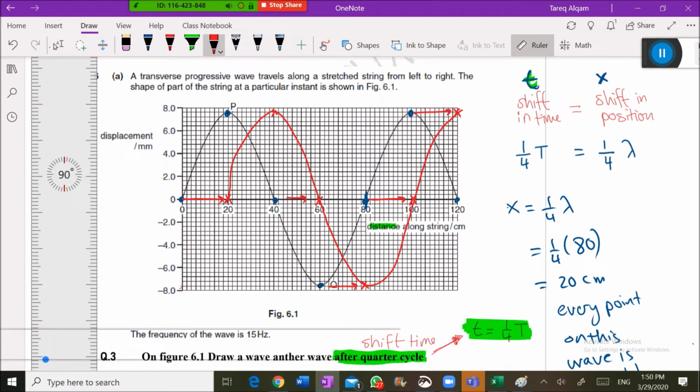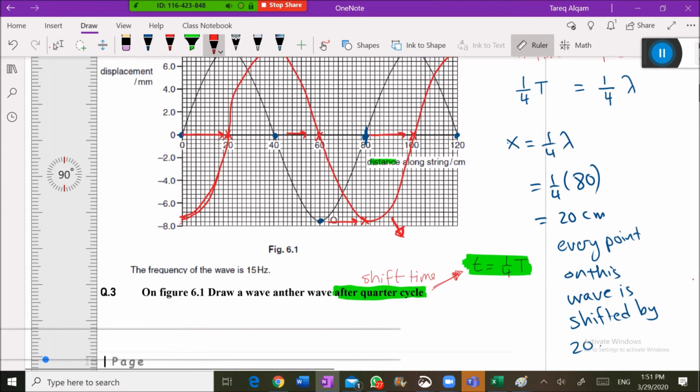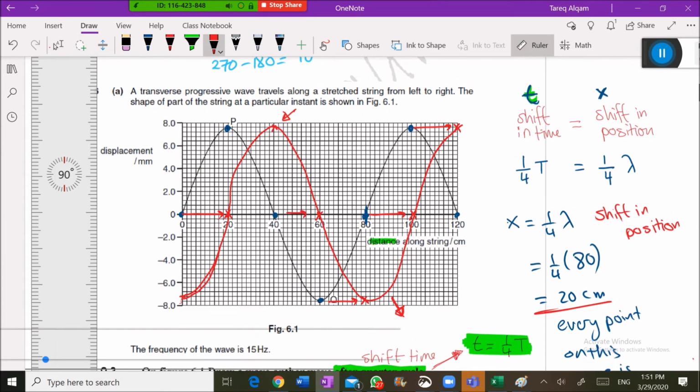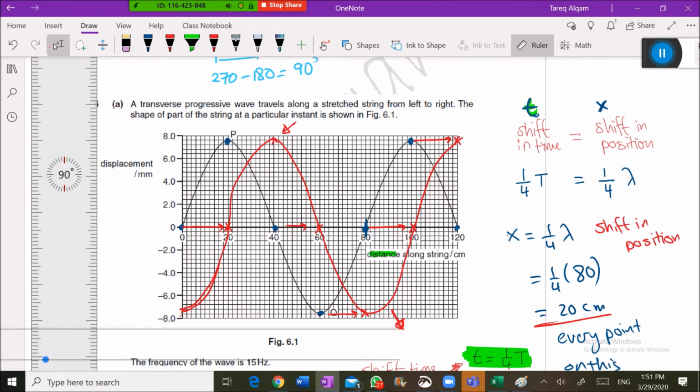Okay, of course I can't complete it in this way. Guys, here, this is the wave, the red one. This is the wave if I make a snapshot after a quarter period. So the wave will be at this position. To draw this I have to find the shift in position. This is what I found, the shift in position. This shift in position is 20, what does this mean? I will shift every point by 20, to the right. Then I will draw the wave. Any question, guys?